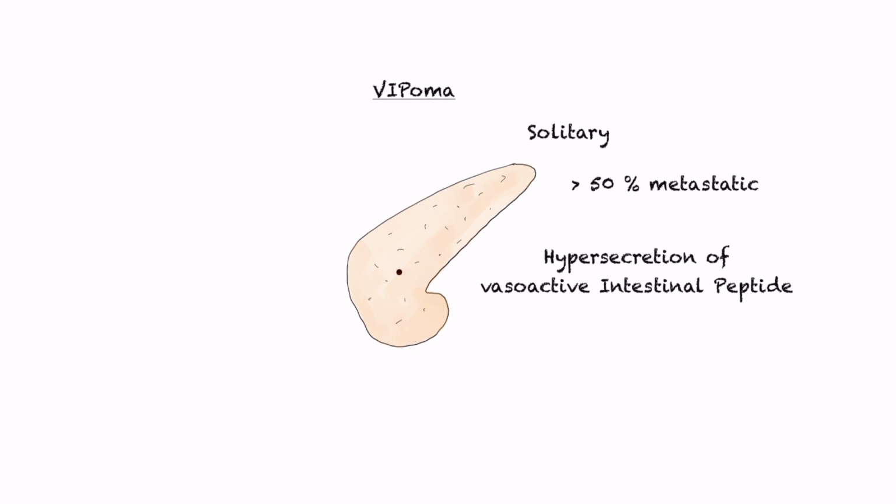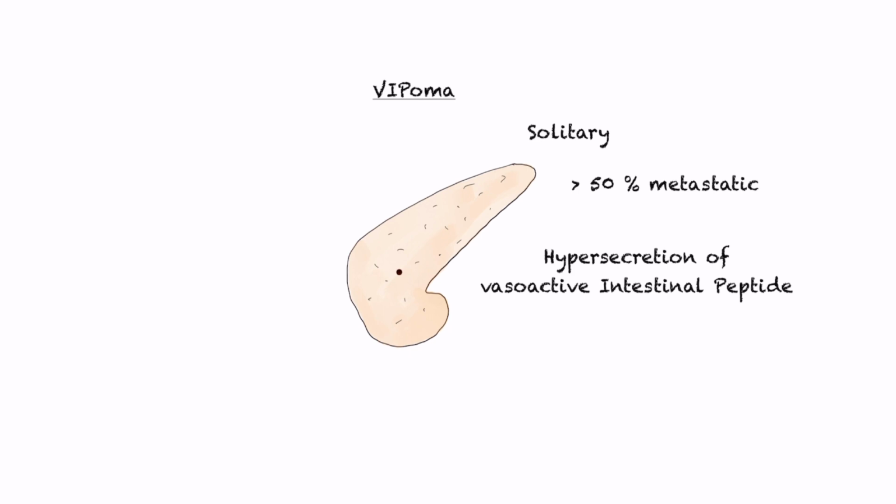Vasoactive intestinal peptide secreting neuroendocrine tumor. These tumors tend to be solitary, intrapancreatic tumors, greater than 50% of which are metastatic at presentation. VIPomas secrete VIP, causing severe secretory diarrhea.